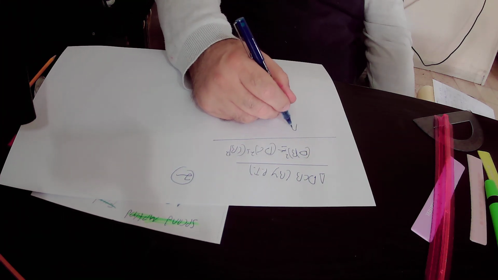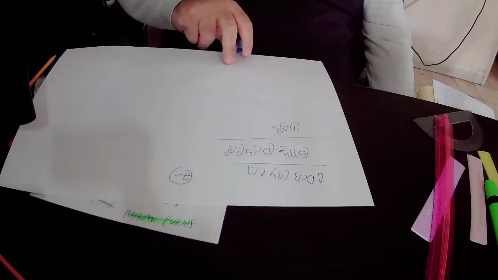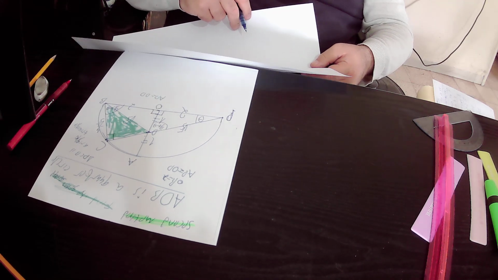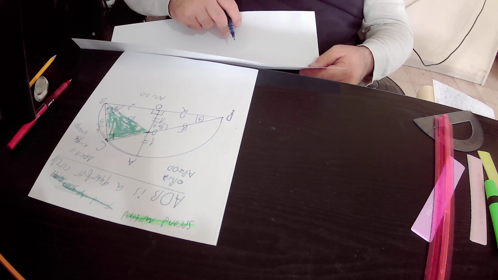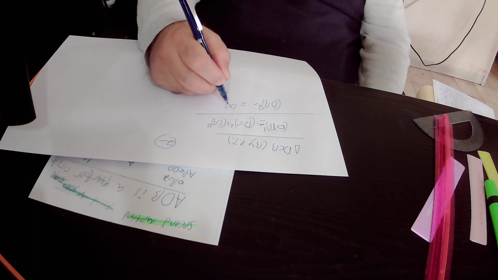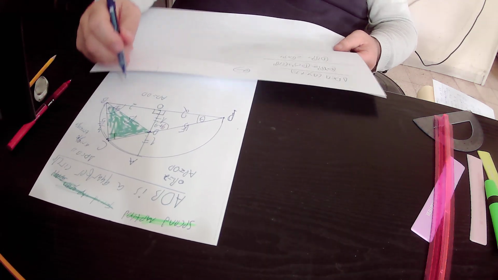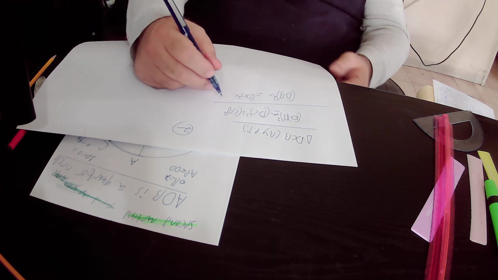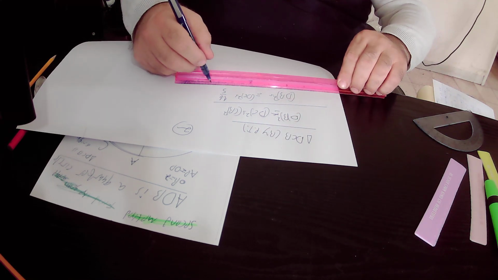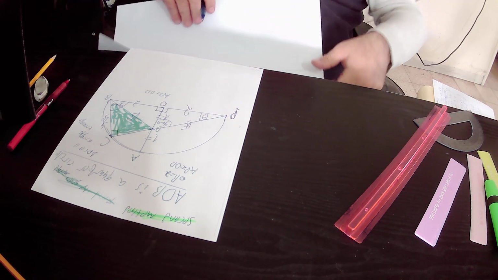So DB squared equals DC squared, that is the missing line segment, plus CB squared. CB is 4 over square root of 5, so CB squared is 16 over 5. So if I know that DB squared equals DC squared plus 16 over 5, DB is square root of 5, so DB squared is 5.